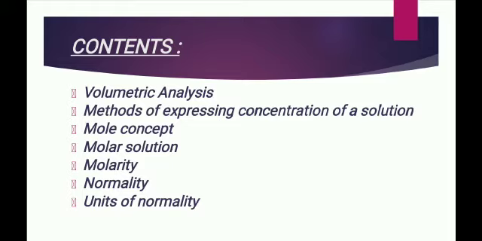Whereas quantitative analysis, the word itself indicates, is to determine the quantity of the sample in the given compound. The quantity may be determined with the help of measurement of the volume or with the help of measurement of the weight. When quantity is determined by measurement of the weight, it is called gravimetric analysis, whereas when the quantity is determined by measurement of the volume, it is called volumetric analysis.